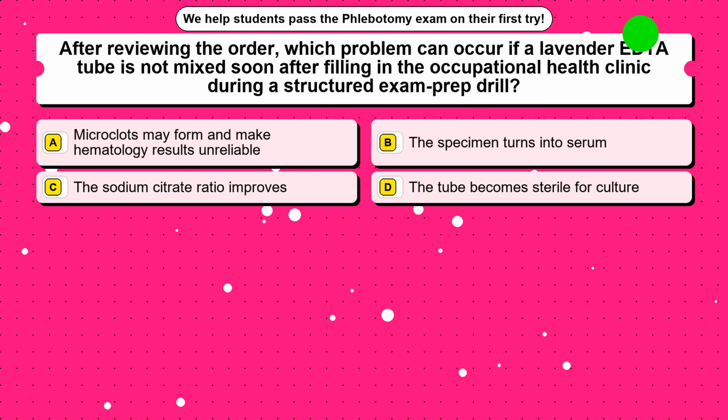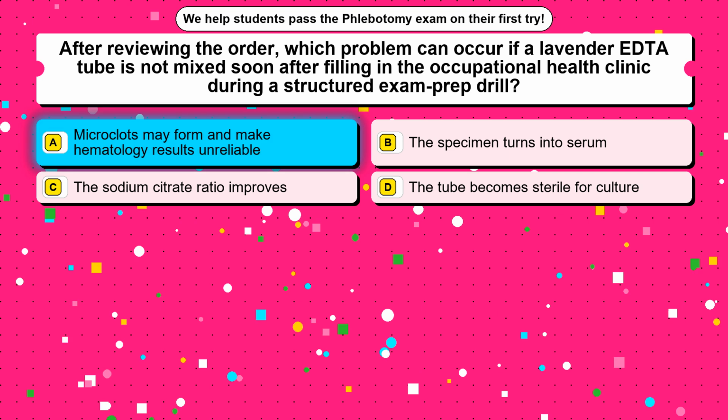Question 29. After reviewing the order, which problem can occur if a lavender EDTA tube is not mixed soon after filling in the occupational health clinic during a structured exam prep drill? Option A. Microclots may form and make hematology results unreliable. Option B. The specimen turns into serum. Option C. The sodium citrate ratio improves. Option D. The tube becomes sterile for culture.